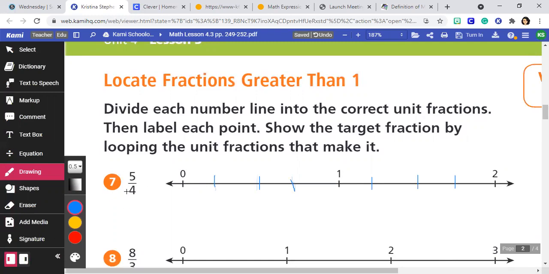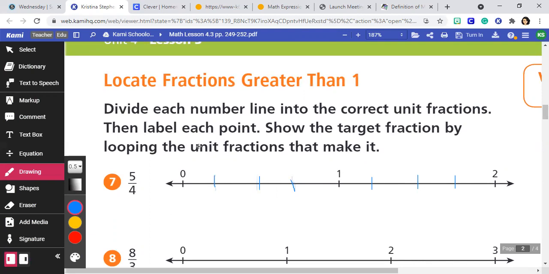And for number 7, our denominator tells us that there are 4 equal sections. So let's double check. In between 0 and 1, do we have 4 sections? 1, 2, 3, 4. Yes, we do. In between 1 and 2, do we have 4 sections? 1, 2, 3, 4. Yes, we do. Okay, now we need to label each point, and we're dealing with fourths.